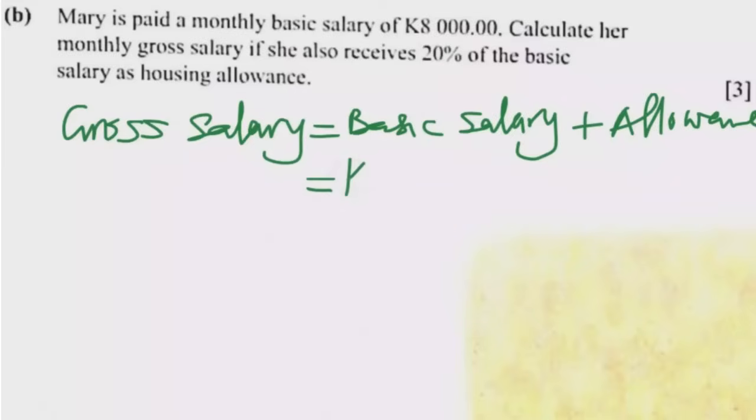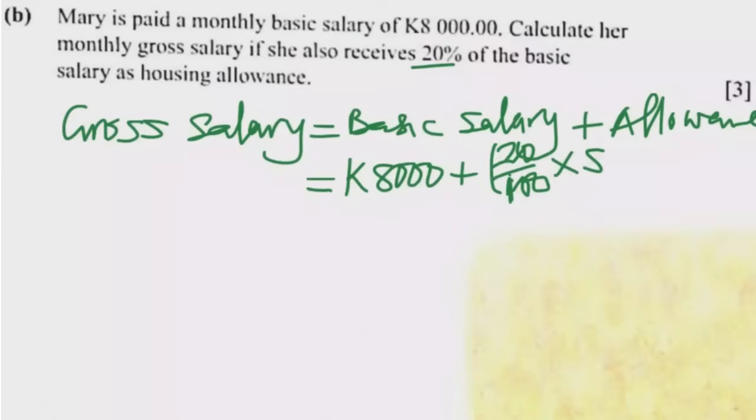That is 8,000. So we say 8,000 kwacha. I'll ignore the ingwes, okay? Plus our allowance is how much? We are told it's 20%. We are not given the exact amount. Instead, we are given the percentage. So let's find the value of the percentage, which is 20%. So we say 20% over 100 times 8,000.